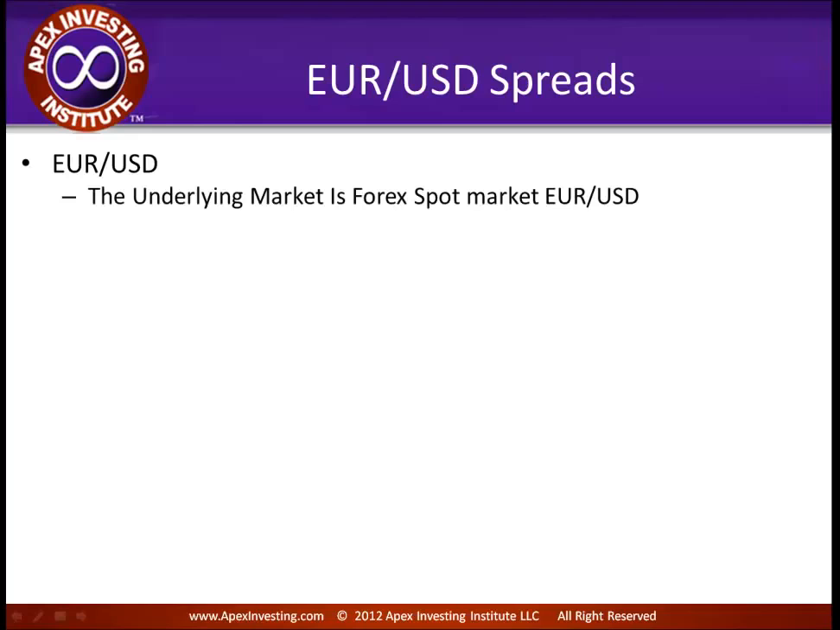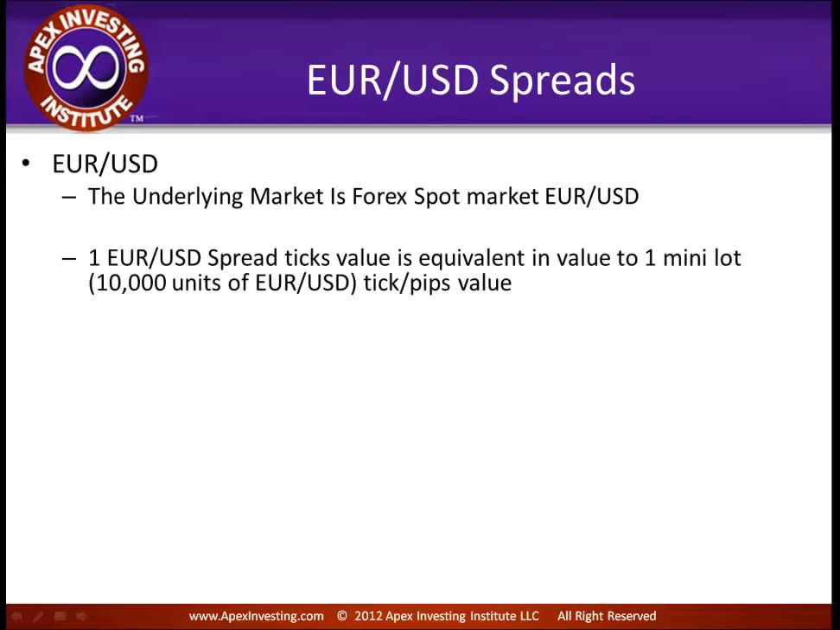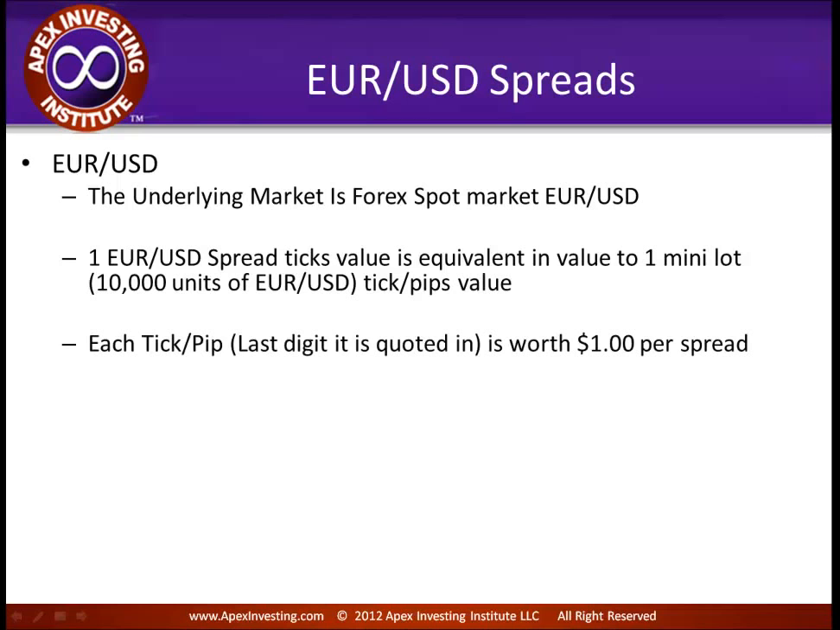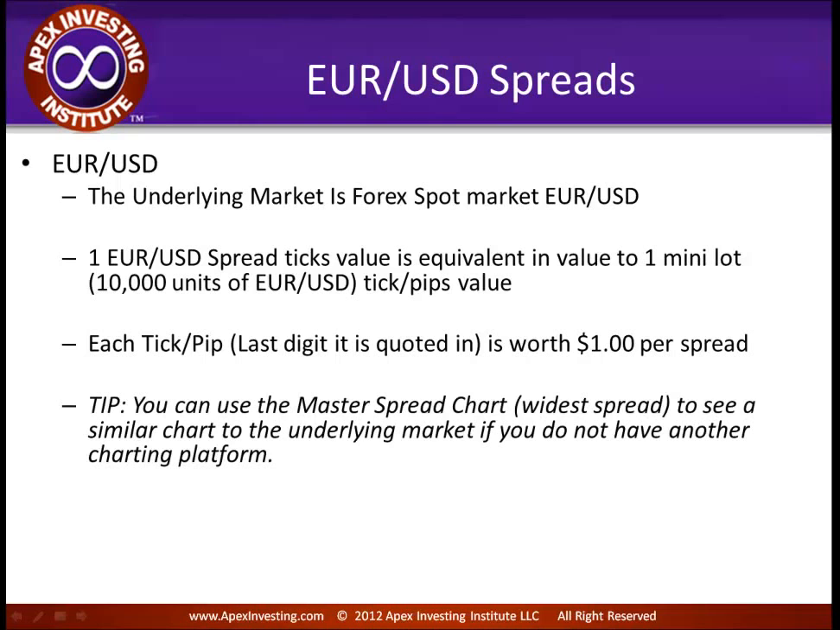On euro USD spreads, the underlying market is the spot market, or the euro USD. One euro USD spread tick's value is equivalent in value to 1 mini lot, or 10,000 units of a euro USD. Each tick or pip, the last digit it's quoted in, is worth $1 per spread, just like on a mini lot. And if you don't have a spread chart for Forex, a tip is that you can actually use the master spread chart. That's the widest spread to see a similar chart to the underlying market. It'll be really close to the underlying market, again, if you don't have another charting platform.